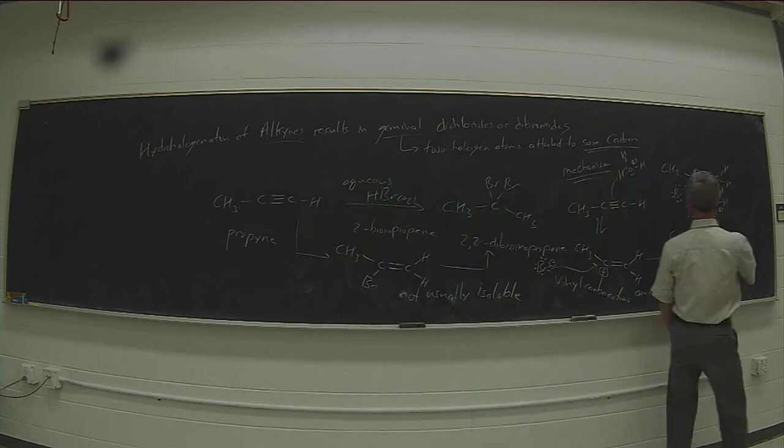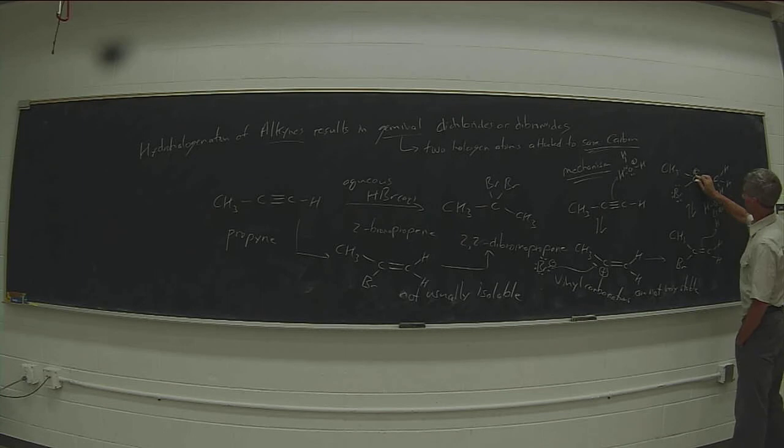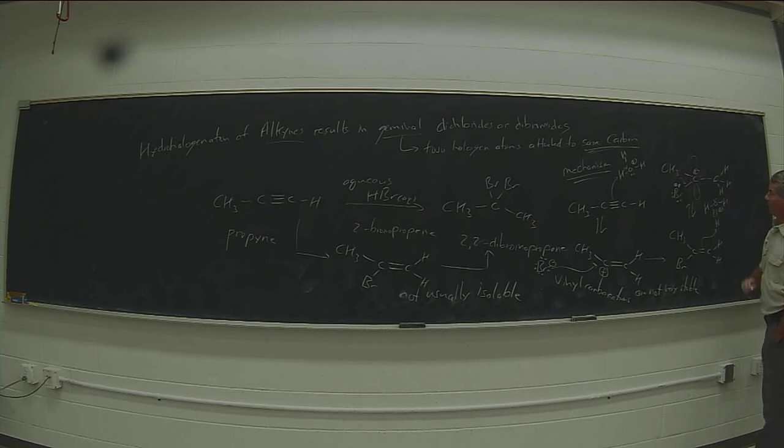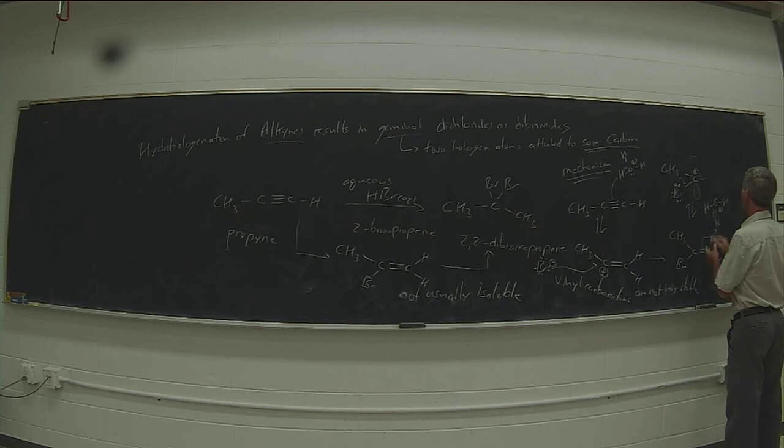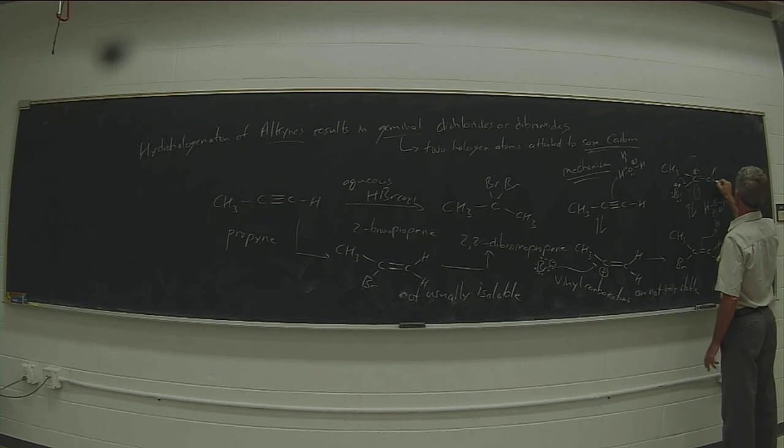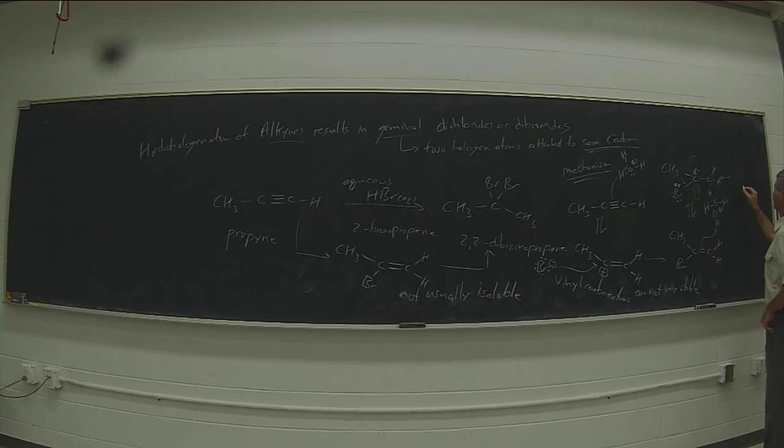Because you're probably noticing that there's an empty p orbital containing the carbocation, and the adjacent element, bromide in this case, has a lone pair, which means that resonance is possible. And we can draw a resonance structure that has a positive charge on the bromine, with a double bond to bromine.